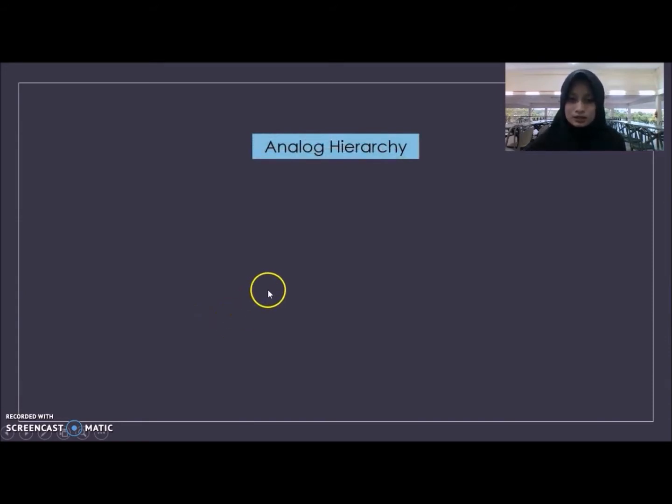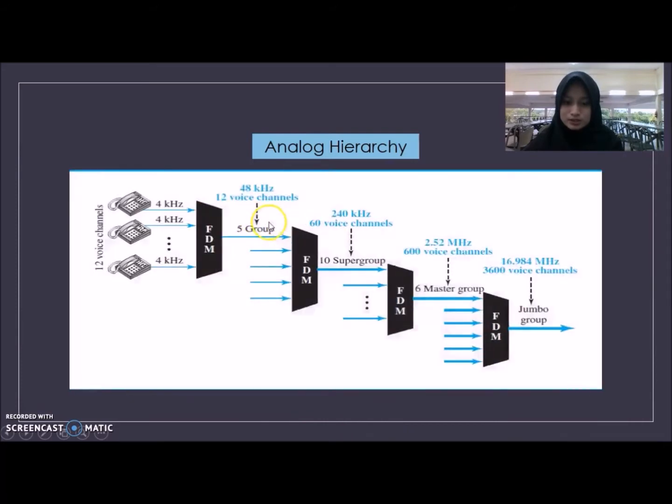Next is the analog hierarchy. In this analog hierarchy, 12 voice channels are multiplexed onto a higher bandwidth line to create a group. A group has 48 kHz of bandwidth and supports 12 voice channels. At the next level, up to 5 groups can be multiplexed to create a composite signal called a supergroup. A supergroup has a bandwidth of 240 kHz and supports up to 60 voice channels. Supergroups can be made up of either 5 groups or 60 independent voice channels.